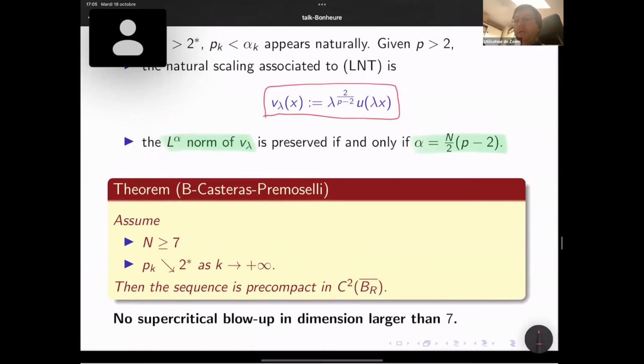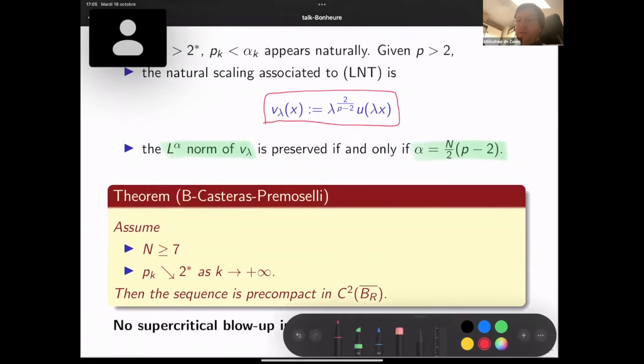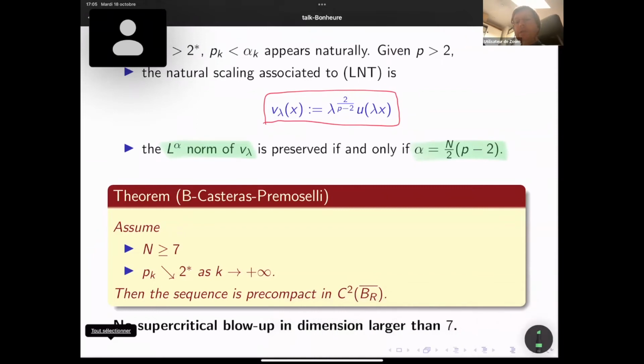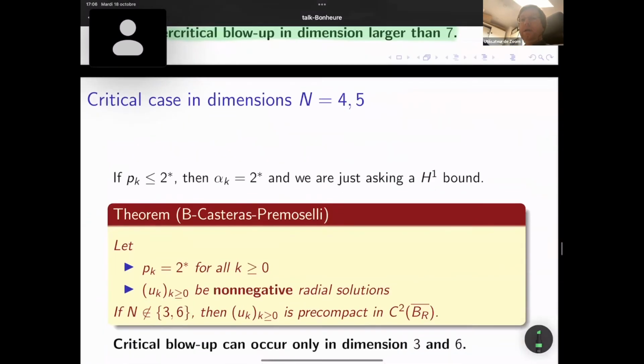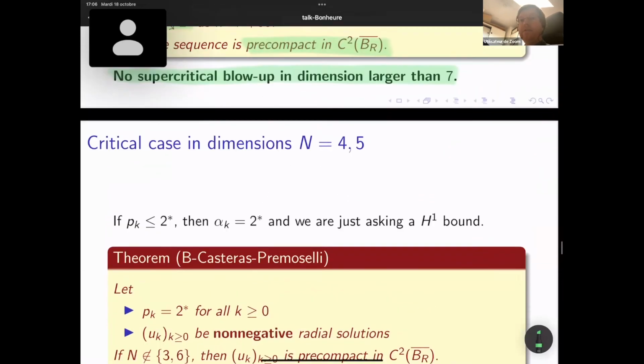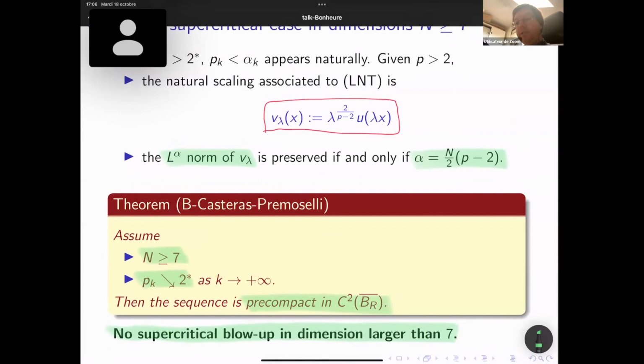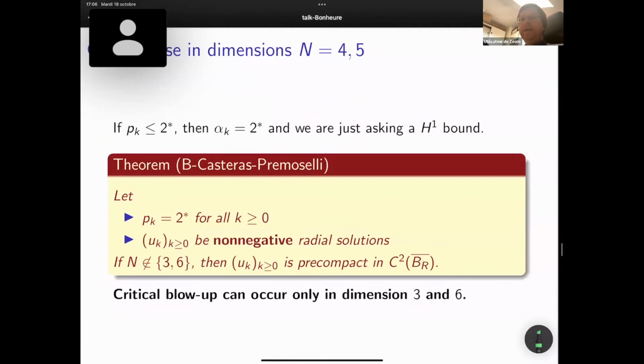So our first result is the following. It is a compactness result in dimension bigger than 7. We have a supercritical exponent, and we prove that in the supercritical case there is no blow up when the dimension is bigger than 7. So we are pre-compact in C2. It means no supercritical blow up in dimension bigger than 7.